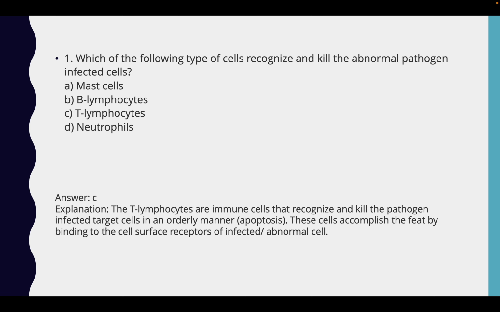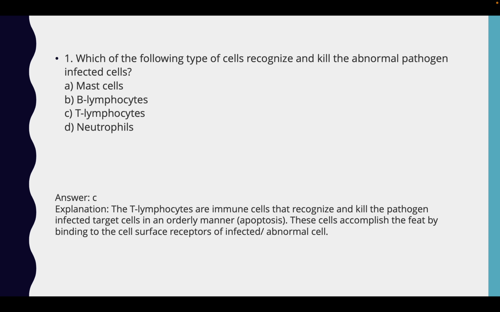Answer is T lymphocytes. These are immune cells that recognize and kill the pathogen infected target cells in an orderly manner in apoptosis. So these cells accomplish the feat by binding to cell surface receptors of the infected or abnormal cell. Cytotoxic T cells are primarily responsible for recognizing and directly killing cells infected by pathogens.